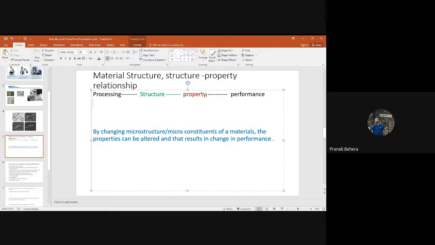Finally, what happens? If the properties change, obviously the performance will change. Performance may increase or decrease, depending upon the properties. If the properties improve, then performance is good, obviously. So this is a linear relationship, right? So performance is affected by properties, properties are affected by the structures, and structure is affected by processing.